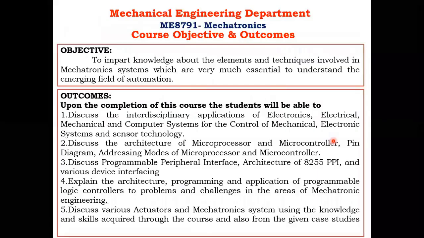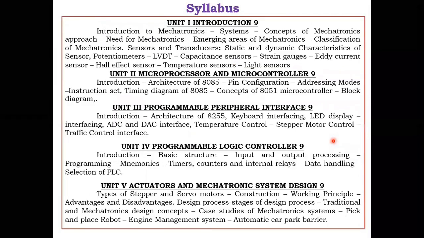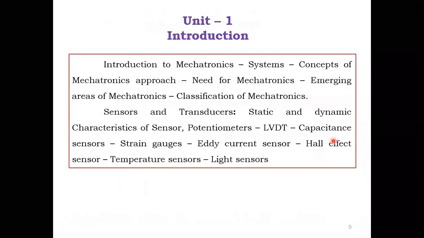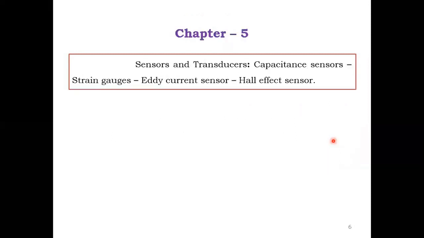This is the course objective and outcome of Mechatronics, the syllabus, textbooks and reference, Unit 1. In Unit 1, today we are going to see Chapter 5, sensors and transducers. Last class we discussed LVDT, potentiometers, tactile, force, and incremental encoder sensors. We have more types of sensors like that. Today we are going to see the capacitance sensor, strain gauge sensor, eddy current sensor, and Hall effect sensor. These are the topics we are going to discuss.